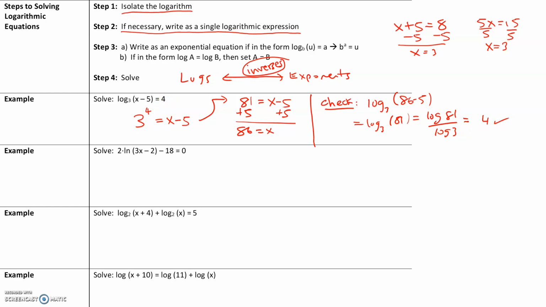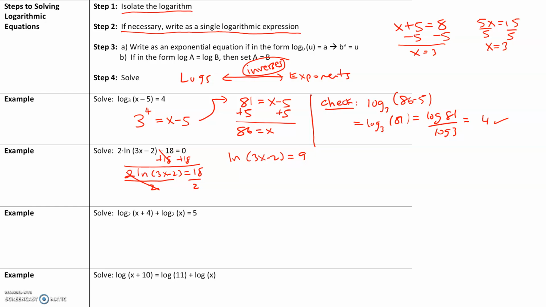Next example. We have 2 times the natural log of 3x minus 2, minus 18 equals 0. Step 1, isolate the logarithm. So we're going to add 18 to both sides. This gives us 2 times the natural log of 3x minus 2 is equal to 18. Then we divide both sides by 2. So we get the natural log of 3x minus 2 is equal to 9.